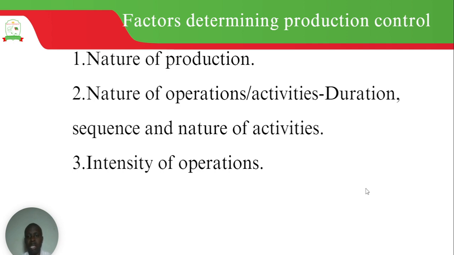What will determine the level of production control? Number one is the nature of production. What kind of goods are we producing? The demand that customers have for that particular good. The other one is the nature of operations, activities, duration, how long is it going to take, sequence, and also the nature of activities.